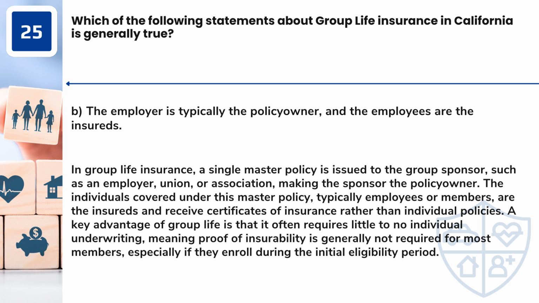In group life insurance, a single master policy is issued to the group sponsor, such as an employer, union, or association, making the sponsor the policy owner. The individuals covered under this master policy, typically employees or members, are the insureds and receive certificates of insurance rather than individual policies. A key advantage of group life is that it often requires little to no individual underwriting, meaning proof of insurability is generally not required for most members, especially if they enroll during the initial eligibility period.